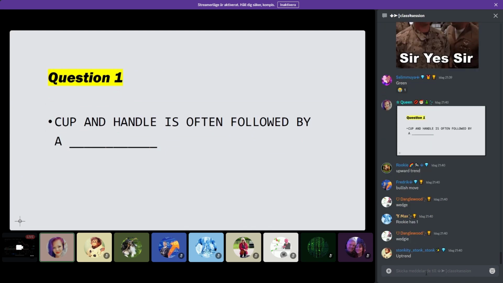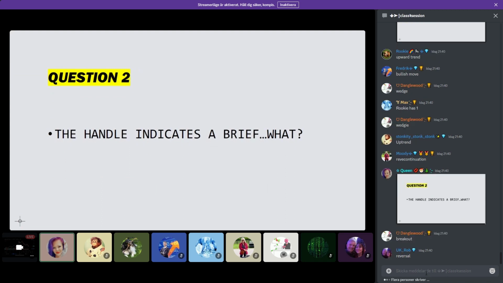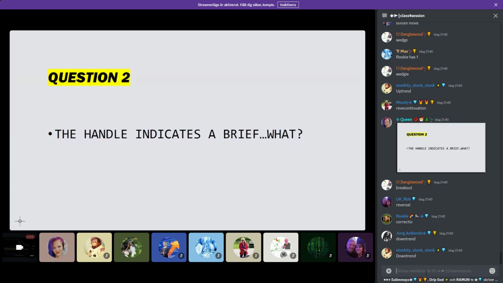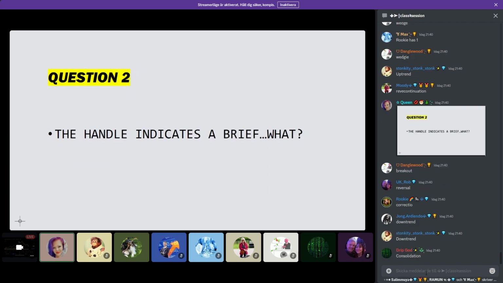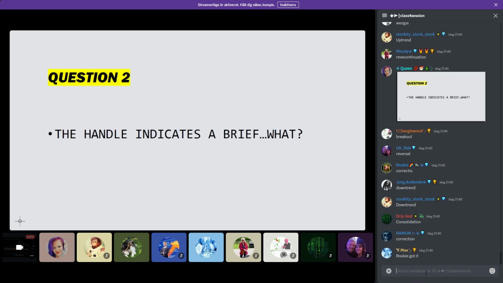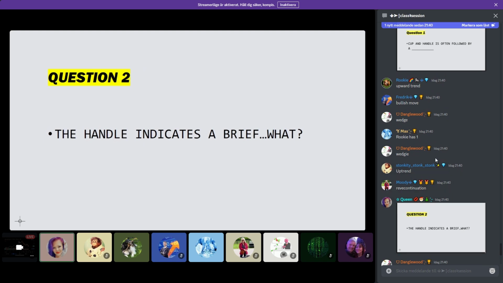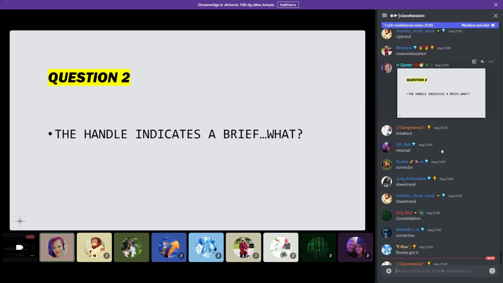The handle indicates a brief what? Nope. The handle indicates a brief. Consolidation. We'll go with that. Correction. Yep. Correction phase, consolidation phase, both are the same. So Drip got it. Rookie got it first. Rookie said correction. She did, I missed that. Yeah, okay. There we go. Damn, Rookie. All right.